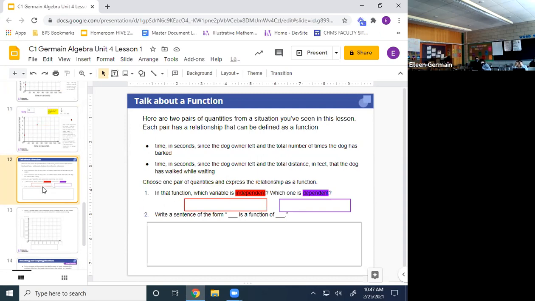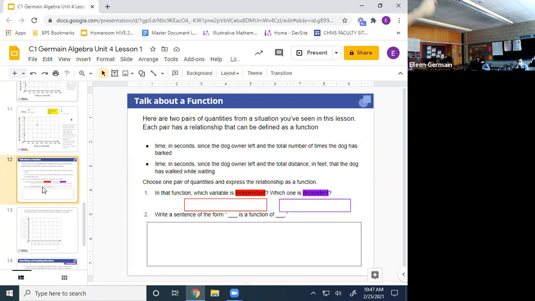Number one, the first one that you can choose from: time in seconds since the dog owner left and the total number of times the dog has barked. Or two, time in seconds since the dog owner left and the total distance in feet that the dog has walked while waiting. You can pick one of these two scenarios.